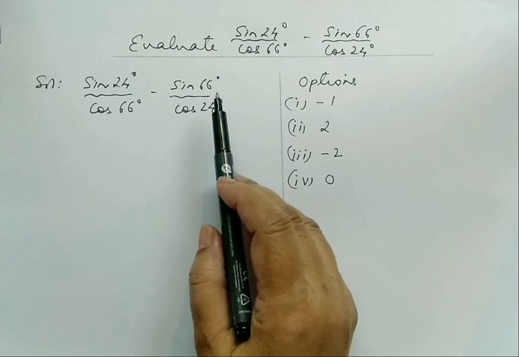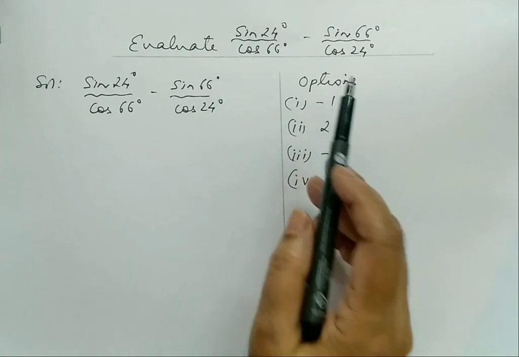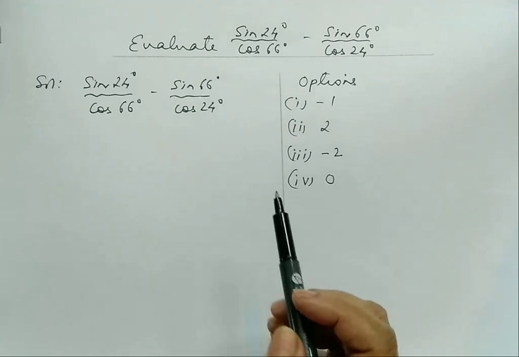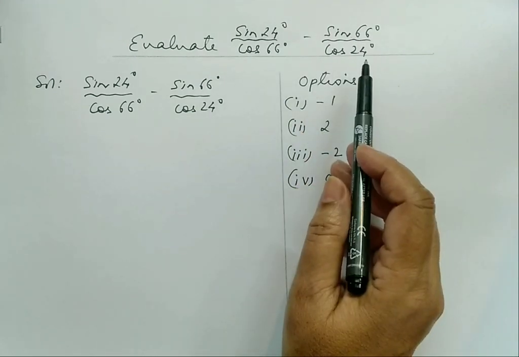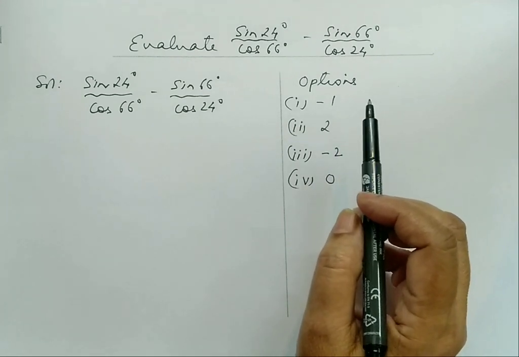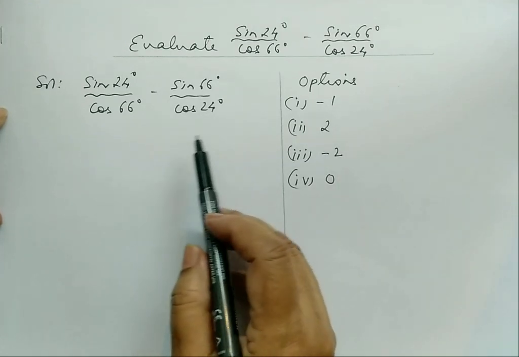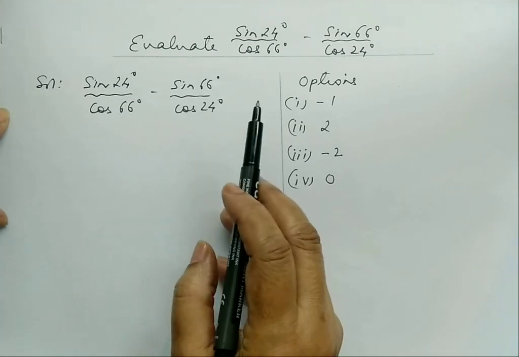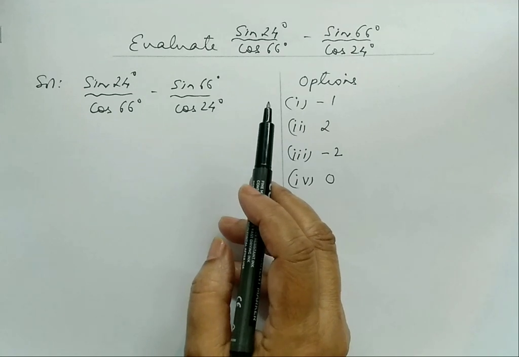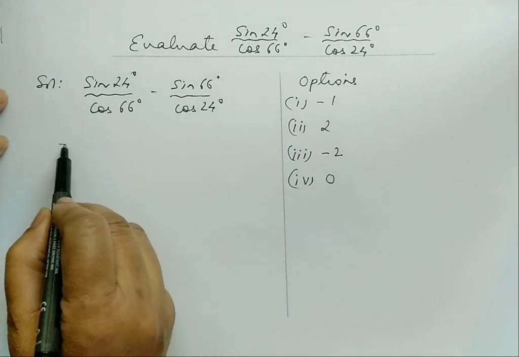Now here we have something to evaluate, and this is based on trigonometric ratios of complementary angles. I'm sure you have dealt with this in your 10th level of trigonometry, and here we are trying to find out the value of this. So how do we go about this? Let's get started without wasting time.